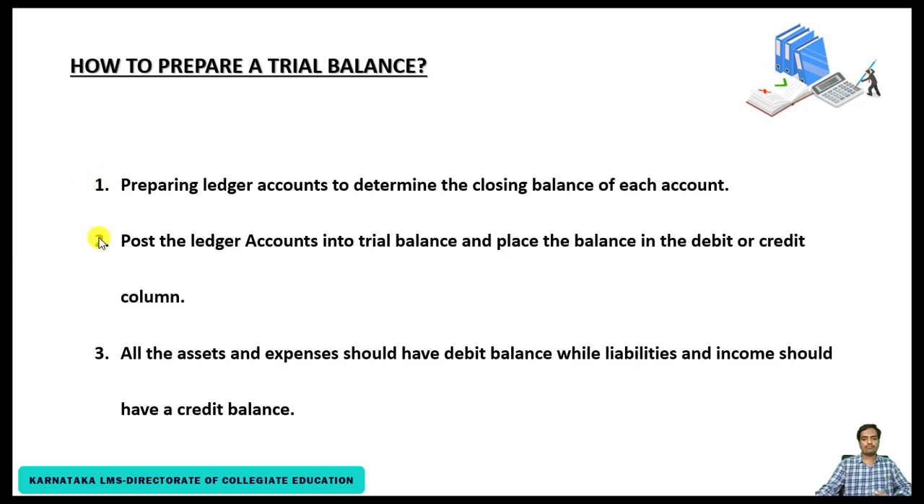And second step is post the ledger account into the trial balance and place the balance in the debit or credit column. After closing the ledger accounts at the end of the accounting year, one should post the balances that are available in the individual ledger account into the trial balance.